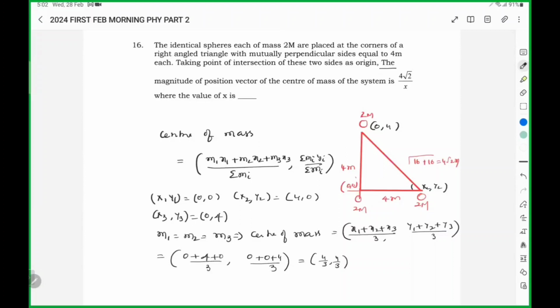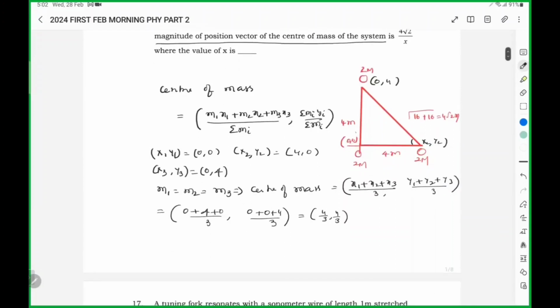The magnitude of the position vector of the center of mass of the system. Assume the center of mass is somewhere here. So the magnitude of the position vector means 16 by 9 plus 16 by 9, which is 4 root 2 by 3, which implies x equal to 3.